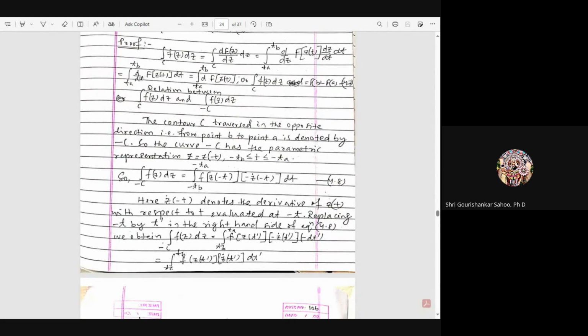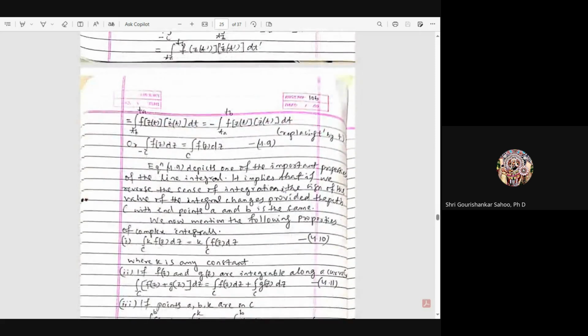So your integration over minus C of f(z) dz is equal to integration from minus tb to minus ta in the reverse format, f of z of minus t times z dot of minus t dt. So z dot of minus t denotes the derivative of z(t) with respect to t evaluated at minus t. So by replacing minus t by t dash in the right hand side of the equation, we can obtain integration over minus C of f(z) dz is equal to integration from ta to tb of f of z(t dash) z dot(t dash) dt dash.